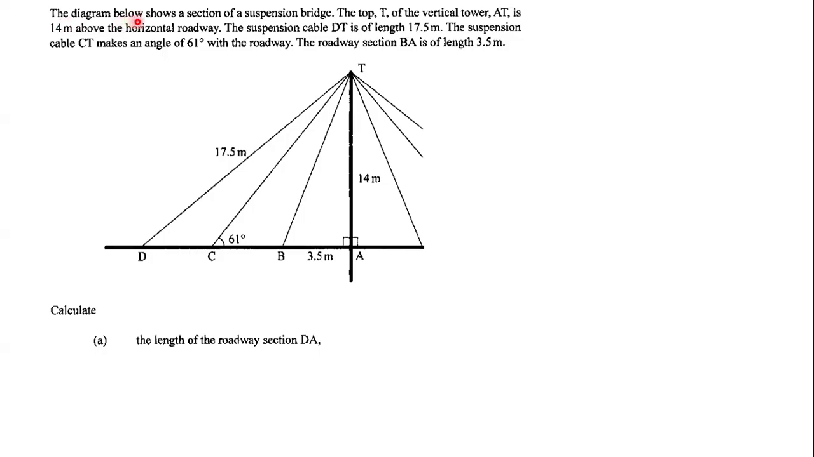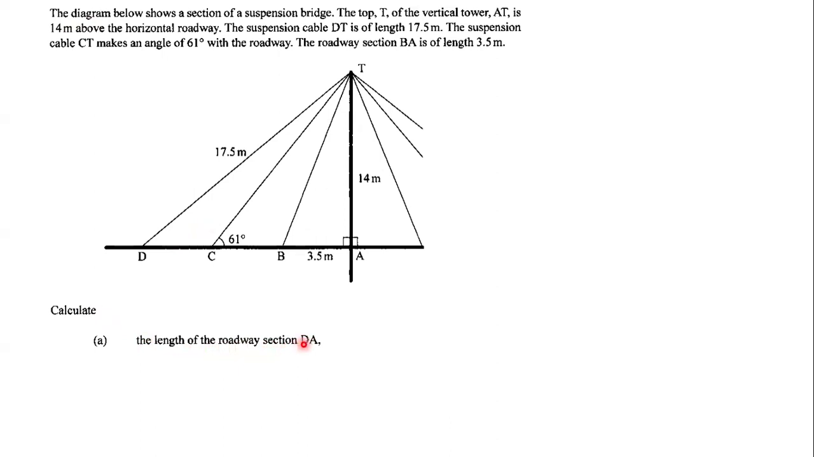The diagram below shows a section of a suspension bridge. The top T of the vertical tower, AT, is 14 meters above the horizontal roadway. The suspension cable DT is of length 17.5 meters. The suspension cable CT makes an angle of 61 degrees with the roadway. The roadway section BA is of length 3.5 meters. Calculate the length of the roadway section DA.